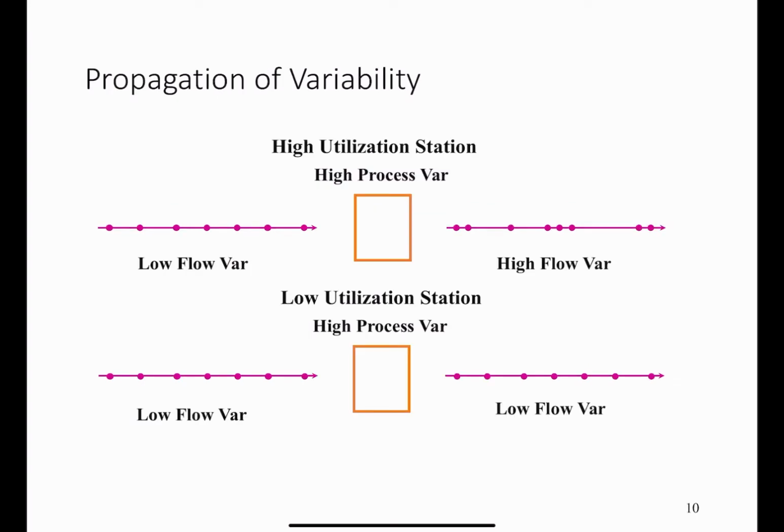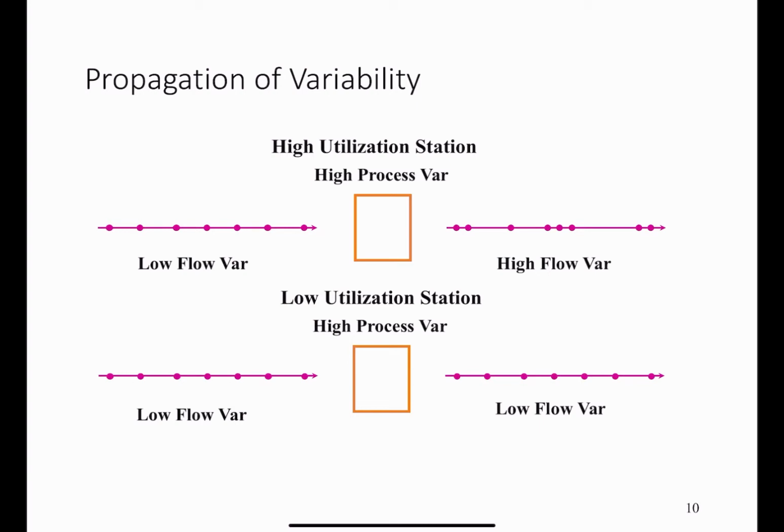So how does the variability affect your system performance? Let's assume we have two different stations. In the graph on top, we assume we have a high utilization station, which means that the server is always busy and doesn't have much idle time. On the bottom, we have a low utilization station, which means the server is not always busy. He has some idle time and can do other stuff without affecting the performance.